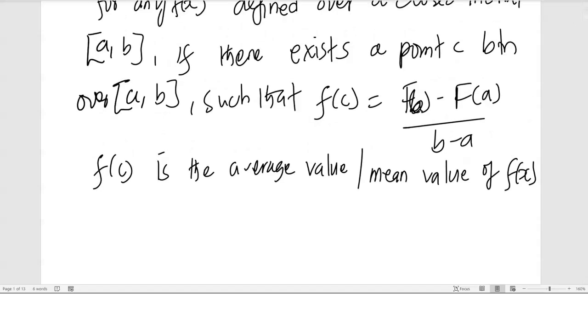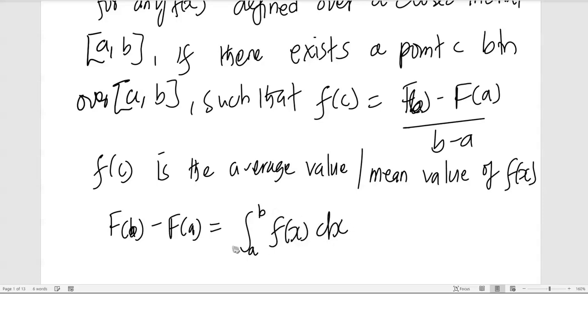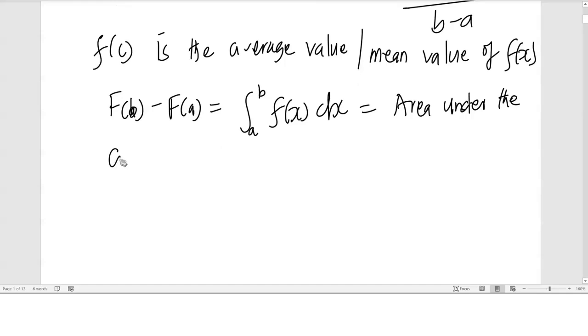Now, this component capital F of b minus capital F of a is the same as the integral from a to b of f of x with respect to x. So this is the same as the area under the curve between bounds a and b. So in other words, between the limits a and b. That's what we're talking about.